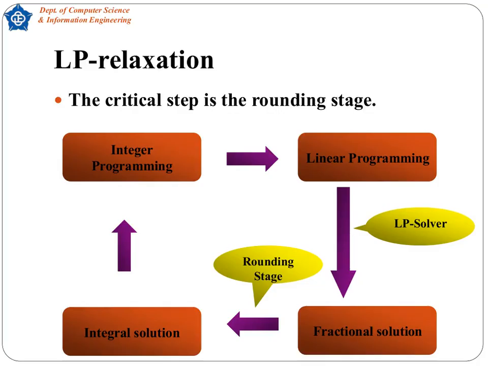Now, let's take a step back and walk through the LP relaxation workflow. We begin with our integer programming formulation, then relax its integrality constraints to turn it into a linear program. That LP is passed to an LP solver, which returns an optimal fractional solution. The most critical stage is the rounding step, where we convert that fractional result into a feasible integral solution. Finally, that integral solution can be evaluated, or even fed back into the original integer program for further refinement.